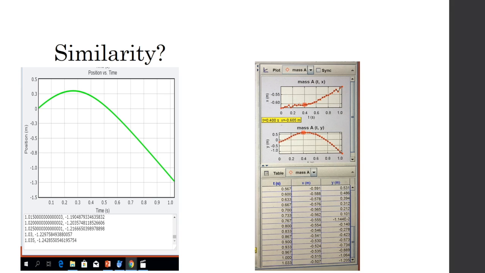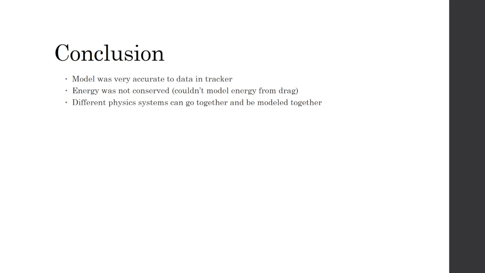In conclusion, this lab was not very difficult. It simply used parts from Lab 2 and Lab 4, as well as a different type of video throwing the ball up in the air instead of just dropping it down. However, our model was very accurate to the data in tracker. Going back to the similarity part, they are almost identical when it comes to the numbers and the graphs.